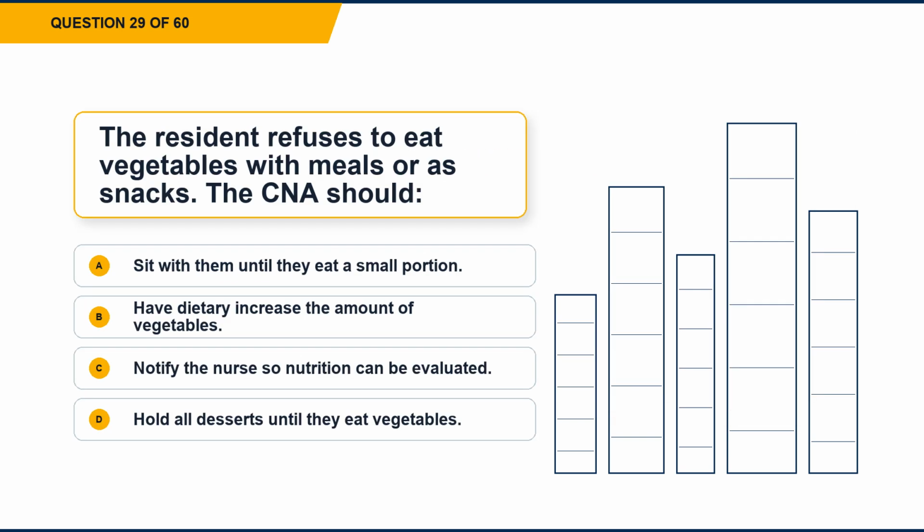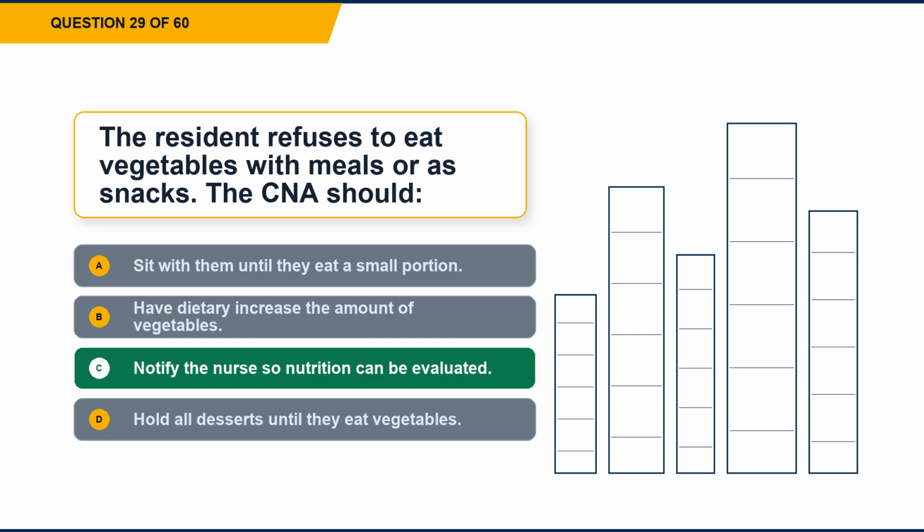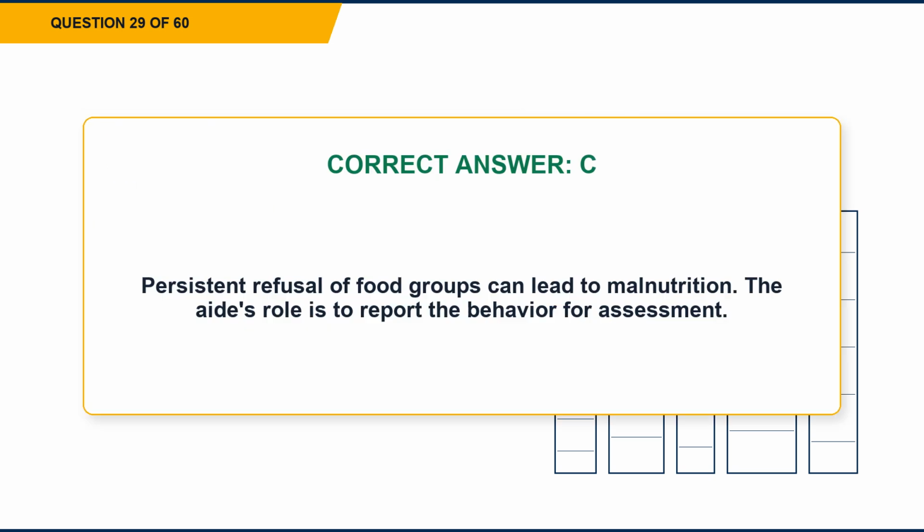Question 29. The resident refuses to eat vegetables with meals or as snacks. The CNA should. Option A, sit with them until they eat a small portion. Option B, have dietary increase the amount of vegetables. Option C, notify the nurse so nutrition can be evaluated. Option D, hold all desserts until they eat vegetables. The correct answer is option C, notify the nurse so nutrition can be evaluated. Explanation. Persistent refusal of food groups can lead to malnutrition. The aide's role is to report the behavior for assessment.